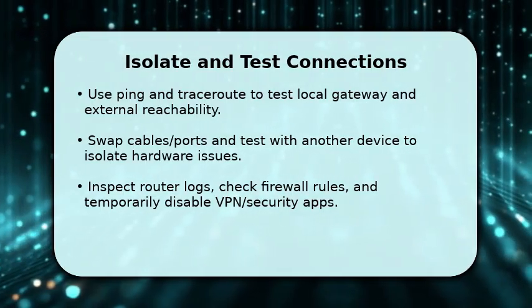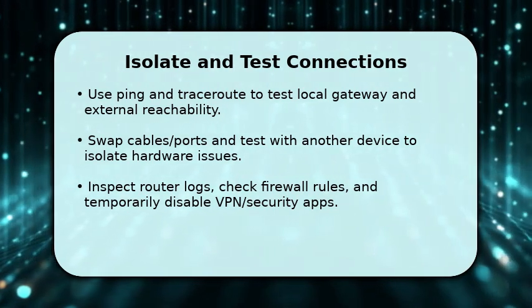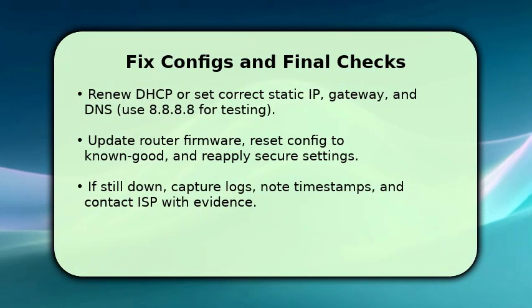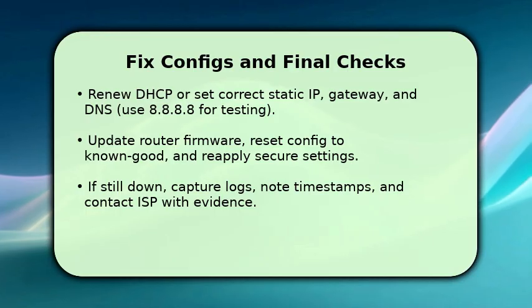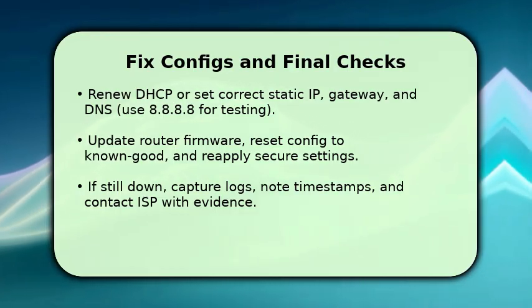To finish, renew DHCP lease or apply the correct static IP, gateway, and DNS. Use 8.8.8.8 temporarily to validate name resolution. Update router firmware, and if misconfiguration persists, reset to a known good config, then reapply your secure settings.